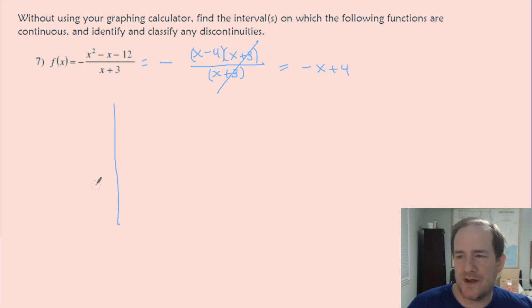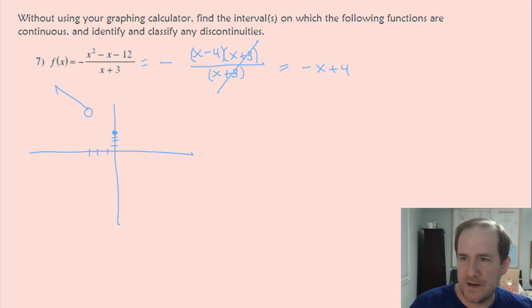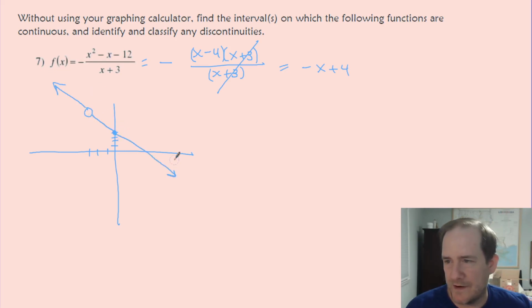You could sketch that graph if you wanted. We're going to be on the y-axis at 4. But we're going to have a slope of negative 1, so we're going to come down. But over here at negative 3, we get a hole. So there'll be a hole there at negative 3, and then a line like this with a slope of negative 1, running. There's your picture. You can tell that thing is removable.